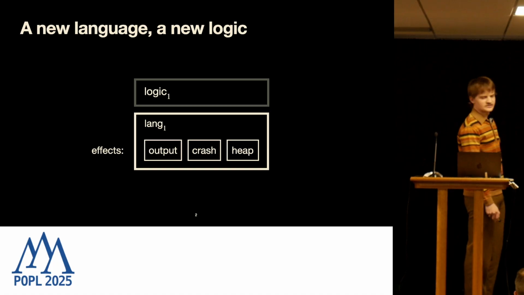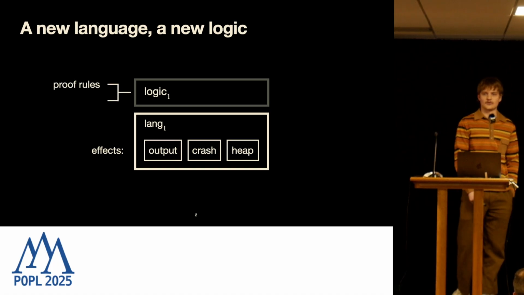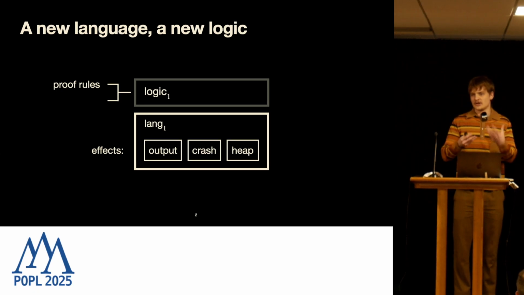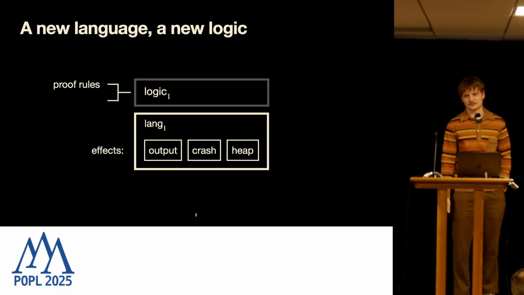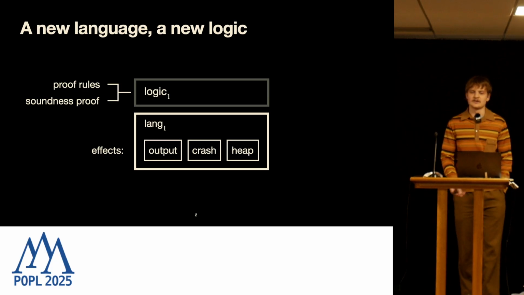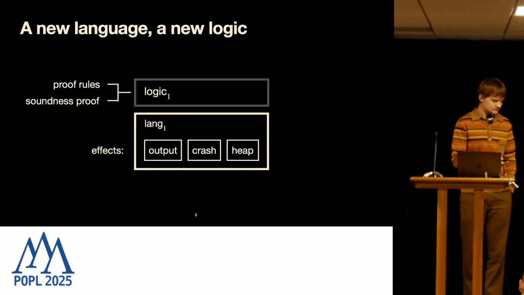A program logic typically consists of two things. For one, it consists of a number of proof rules that you can make use of in order to build up proofs for correctness of programs. Furthermore, it also has a soundness proof, which guarantees that these proof rules are indeed correct.